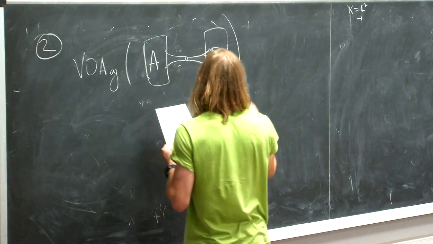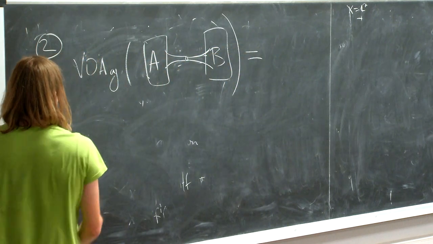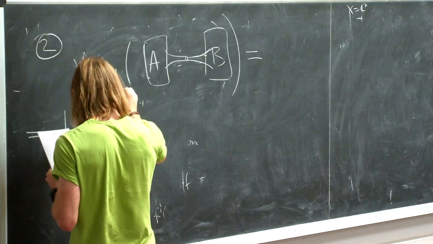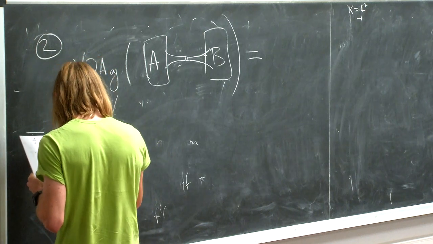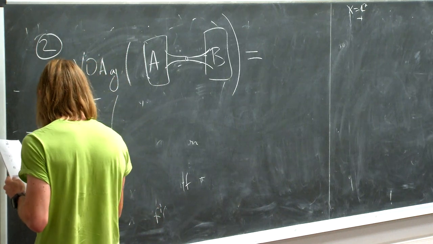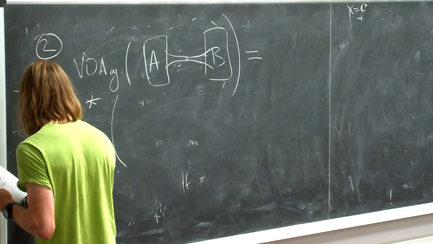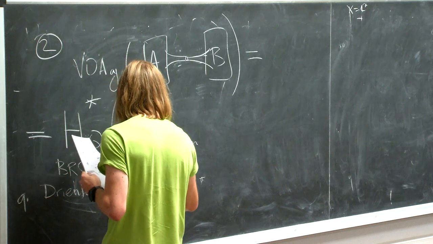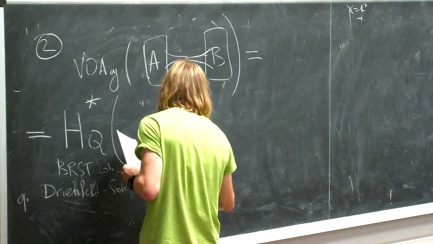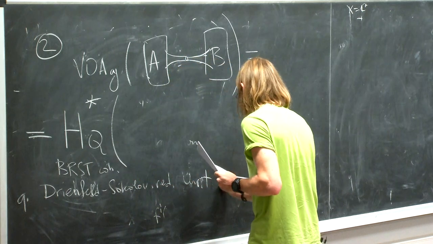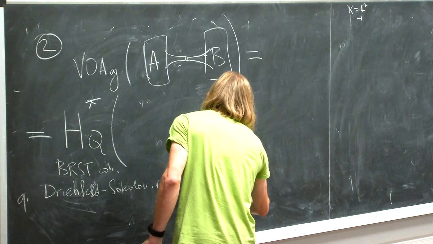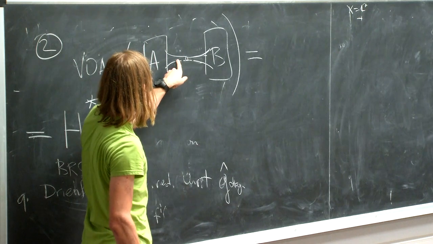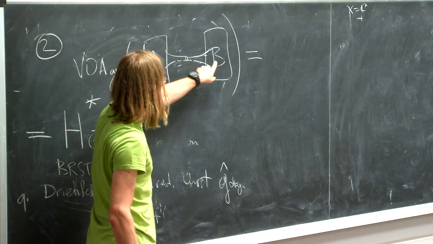And so the statement will be that this will be a certain cohomology, which is known as BRST cohomology, or more. In this particular case, it's what is called quantum Drinfeld-Sokolov reduction with respect to the diagonal affine algebra associated to the punctures, this puncture in this piece.